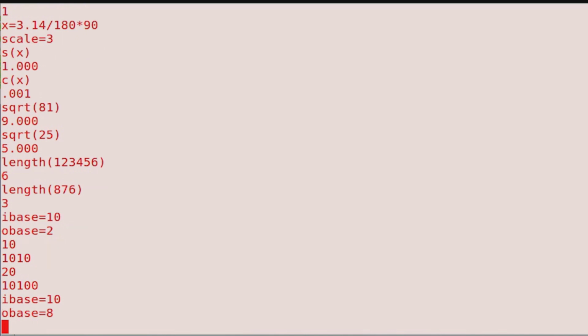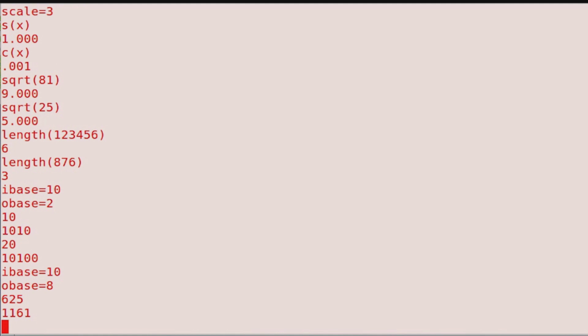Then we have given ibase=10, obase=8. Since we have given ibase=10, obase=8, any input that is given in decimal number will be converted into an octal equivalent. Hence, when 625 is given, it has returned 1161 as a result. 1161 is an octal equivalent of 625 in decimal.